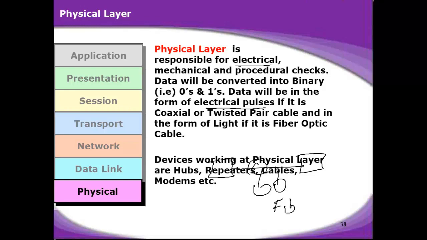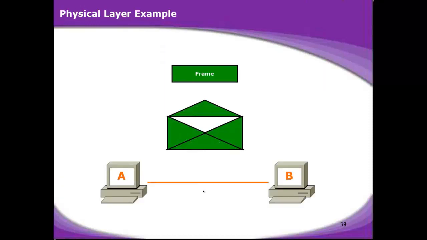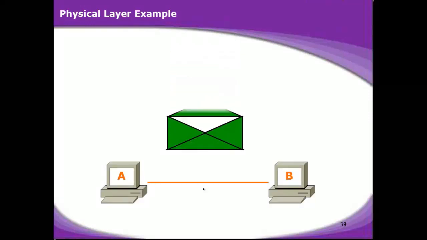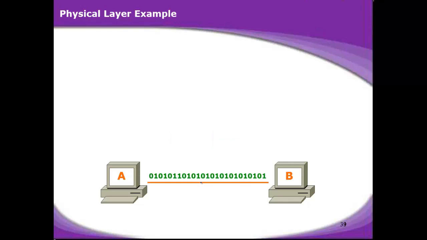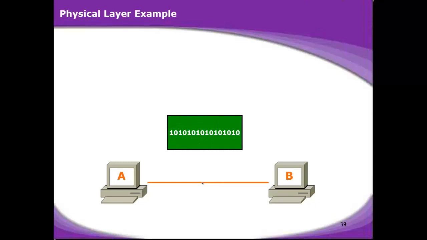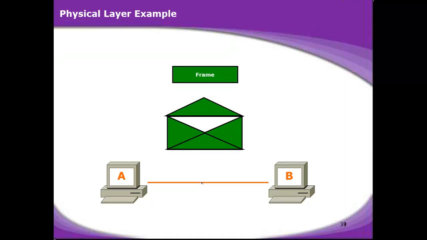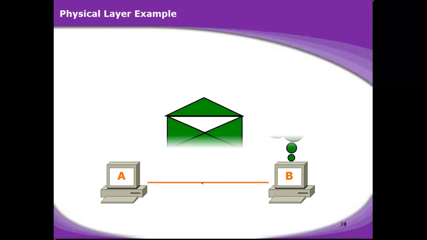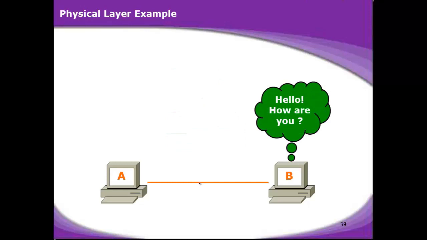The devices working at the physical layer are hubs, repeaters, cables, modems, etc. So the frame is received from the data link layer and it is converted into ones and zeros or signals, and then it is sent to the destination. And when these bits are received, the frame is taken back, or the packet is stripped off, and the frame is given to the data link layer. Then the data will be given to the network, the transport and the upper layers, and finally to the user.